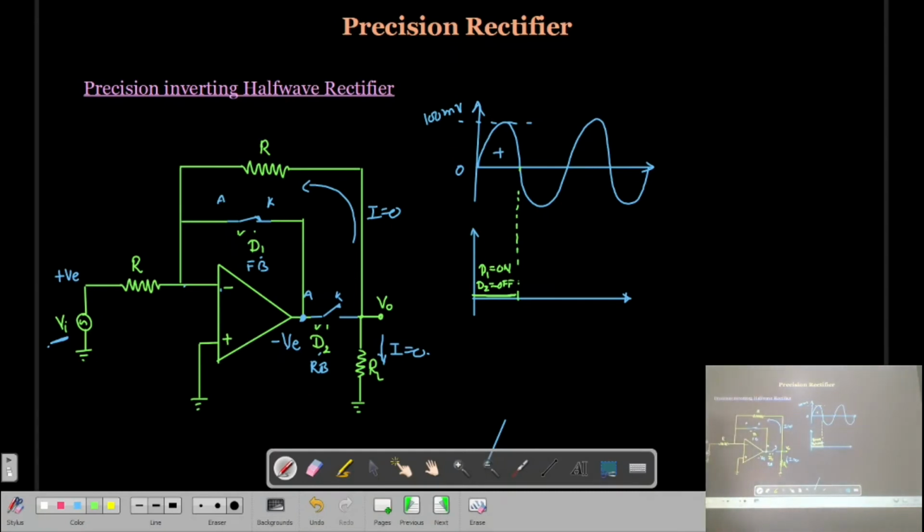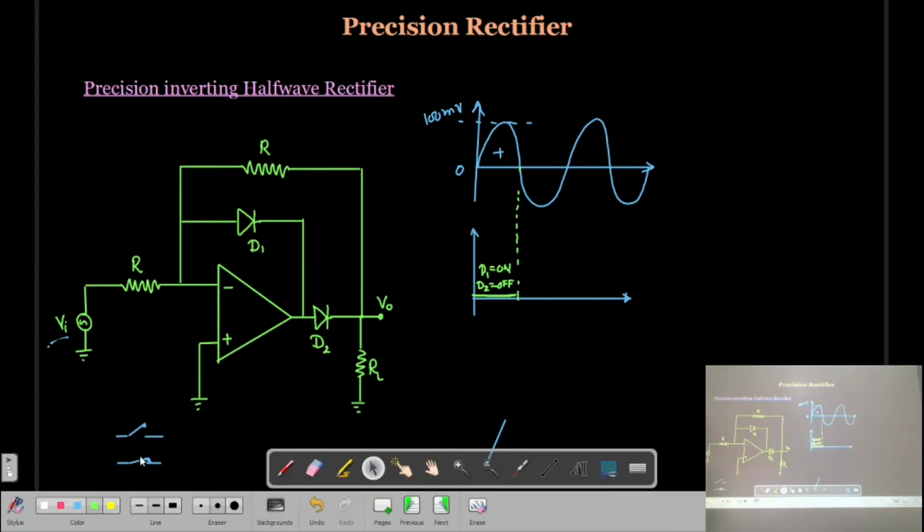Now look at this, when we applied a negative voltage. So let us rub out all this thing again. Now try to understand. We have this negative voltage, means we are talking about this negative cycle. Then whenever the negative voltage will be present, then we know that the voltage at this point will be positive. So due to this positive, the diode D2 will be in forward bias and it will work as a closed switch, like this.